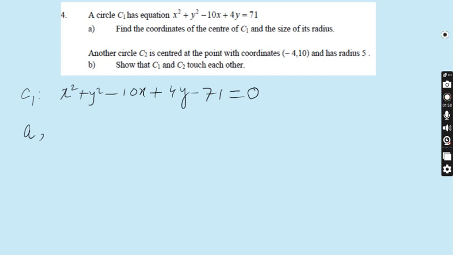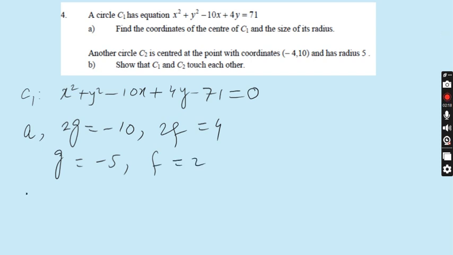So how to find the coordinates of the center? Coordinates of the center of C1. We have 2g is equal to minus 10 and 2f is equal to 4, so g is equal to negative 5, f is equal to 2. So the coordinates of the center of C1 are negative g, which is plus 5, and negative f, which is minus 2. So (5, minus 2) is the center of the circle C1.